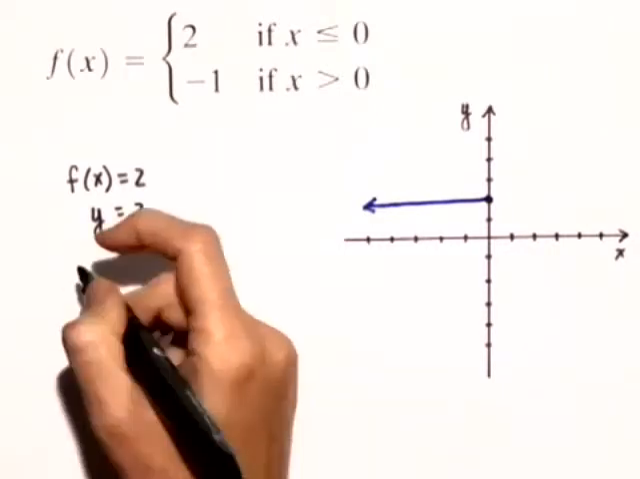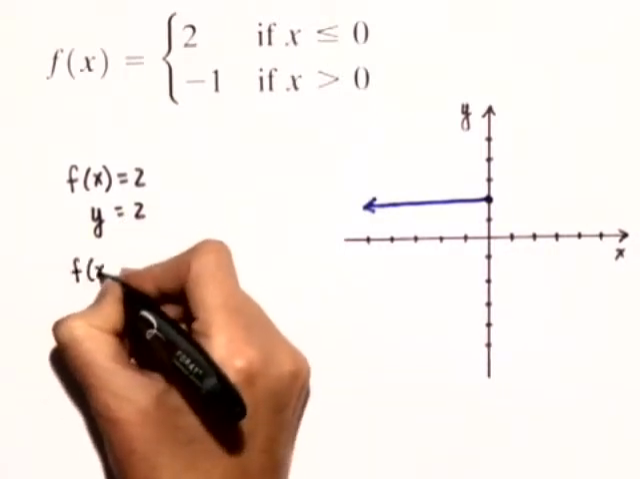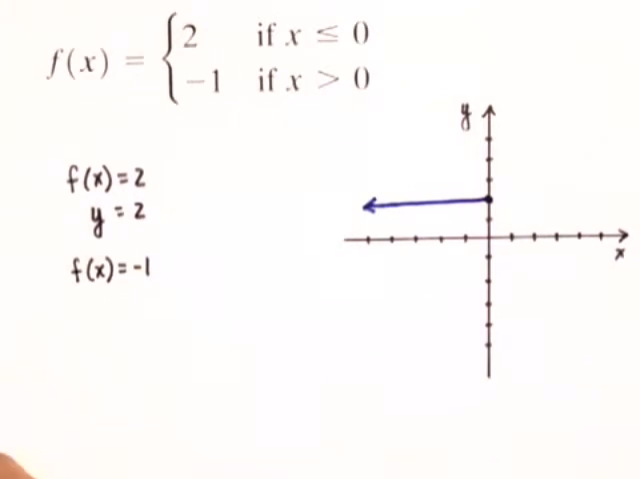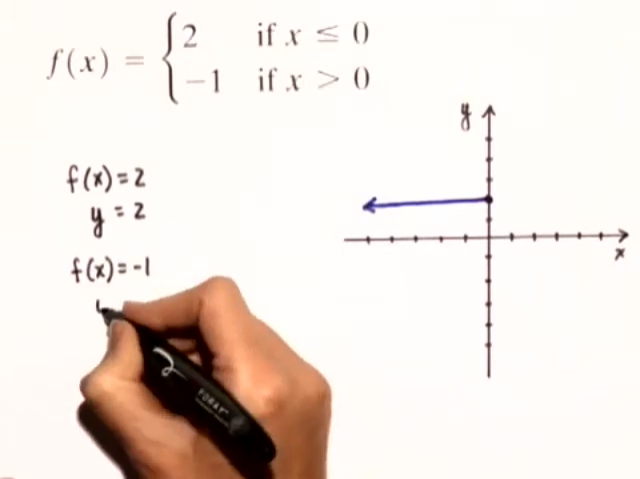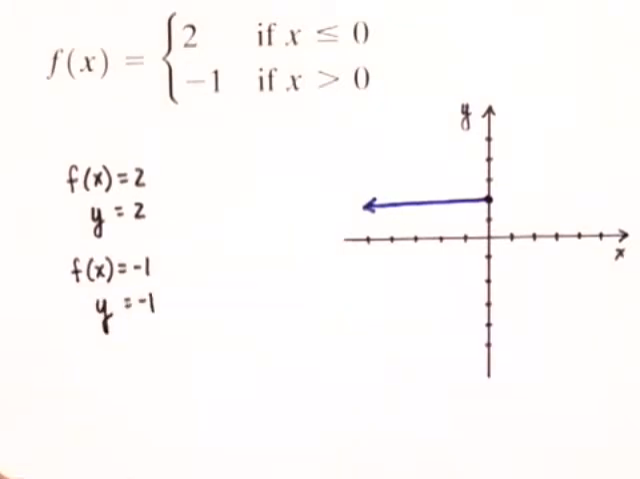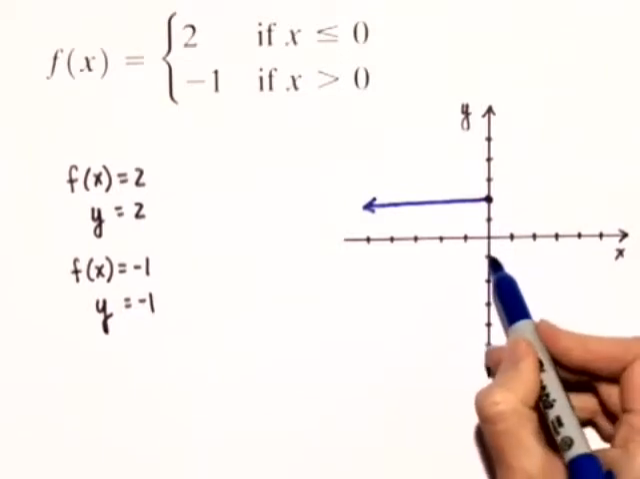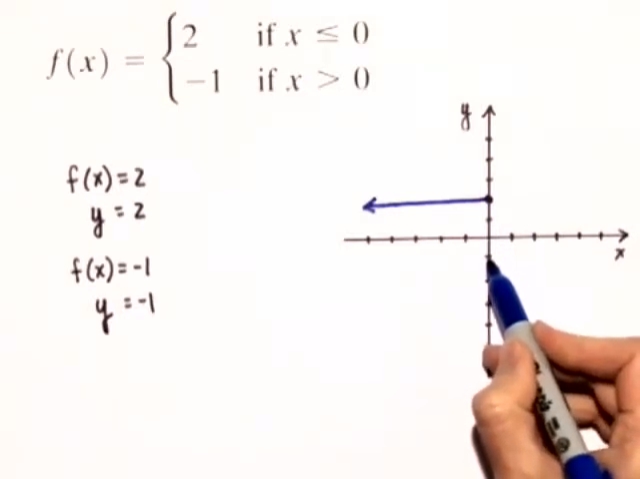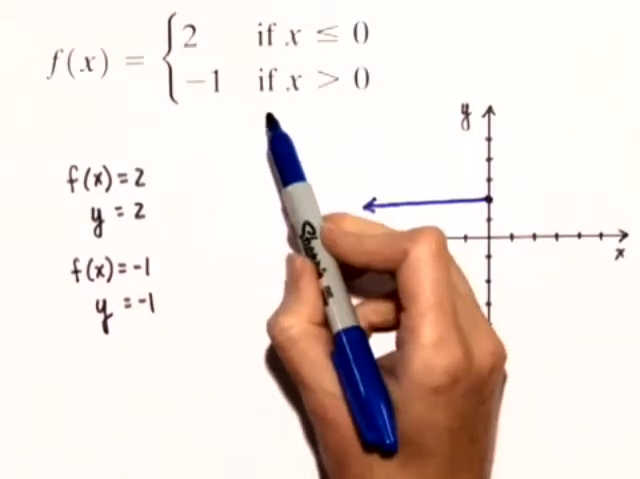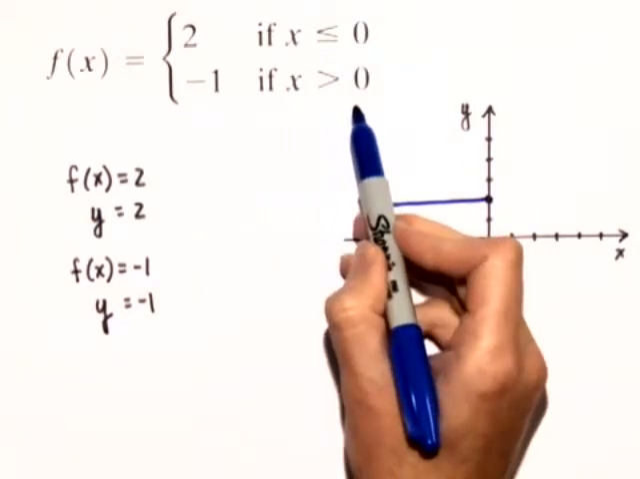Now let's look at the second part. We have f of x equal -1 whenever x is greater than 0. So f of x is equal to -1 really means that y is equal to -1. So another horizontal line, in this case passing through the y-axis at -1, but we have to be careful here. This specifically says for x values greater than 0.